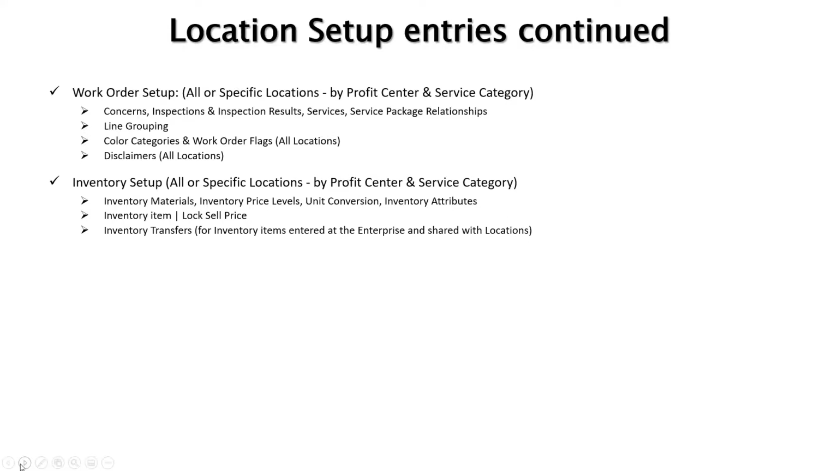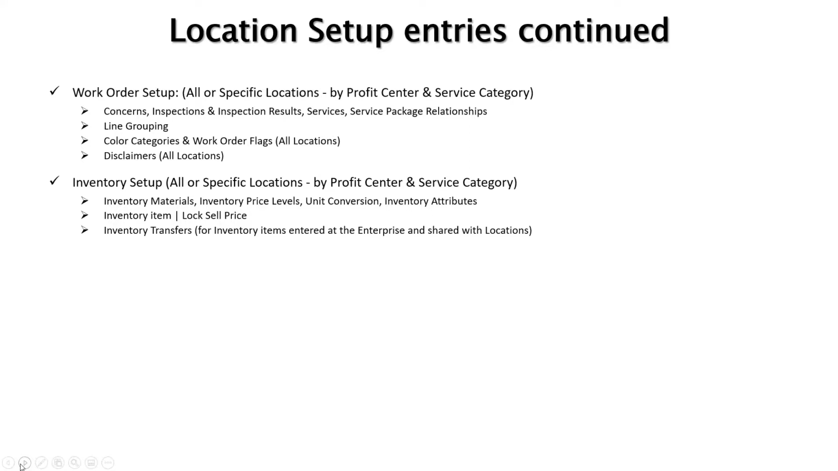Inventory setup, again, all are specific locations by profit center and service category. You can enter your inventory at the enterprise and share it amongst the locations. You can set up your own price levels, and you can have as many as you want. Unit conversions, how you purchase and sell product, and attributes that you can apply to inventory. You can lock the sell price at the enterprise. That just simply means it locks the cost and the selling price at the enterprise, and it's all controlled in one place.